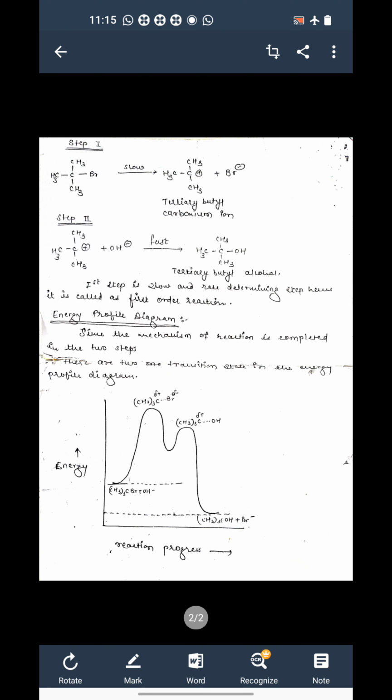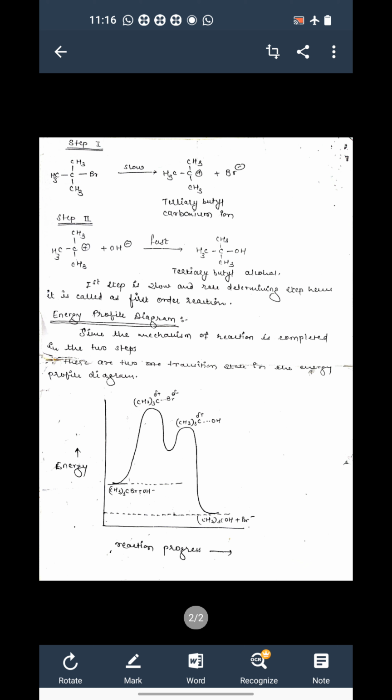So step 1 is a slow step. Here you can see carbon carries a positive charge. The heterolytic fission of the carbon-Br bond takes place, and therefore the pair of electrons goes with Br. So Br carries a negative charge and carbon becomes electron deficient, being positively charged. So this is the first step. We get the tertiary butyl carbonium ion. Now in the second step, this tertiary butyl carbonium ion reacts with another nucleophile, that is OH minus. This reaction is a fast reaction. So here we get tertiary butyl alcohol.